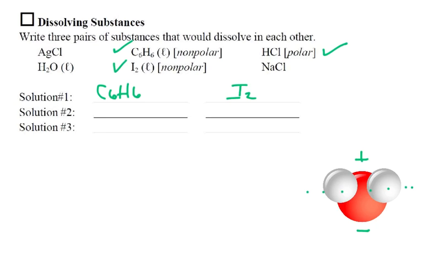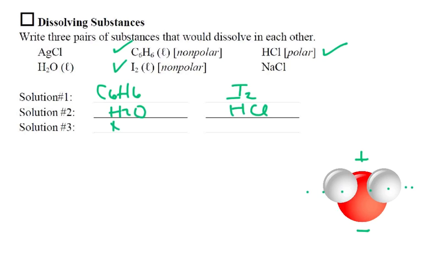We could also say, well, water is polar, so we could say water and HCl, those would dissolve really nicely. Now, besides things that are polar and polar, it turns out that ionic compounds will dissolve nicely in water.